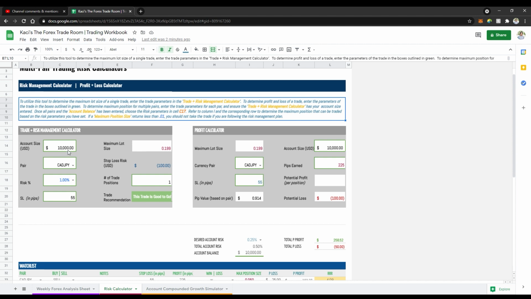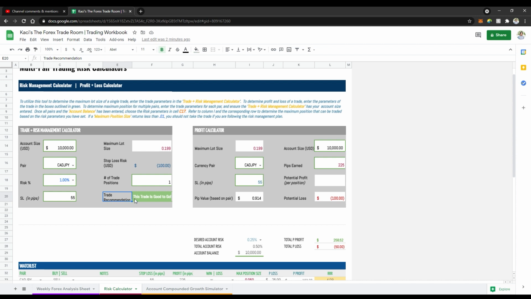I tried to outline the cells that you should be editing and entering information into. The ones that are not outlined in green, you should not be changing anything. This section here is just a trade recommendation. Like if your stop loss is too big or your account is too small, it'll tell you, no, you don't need to take this trade.